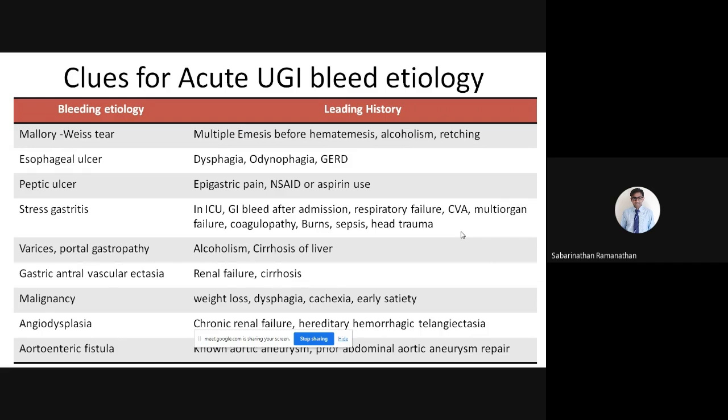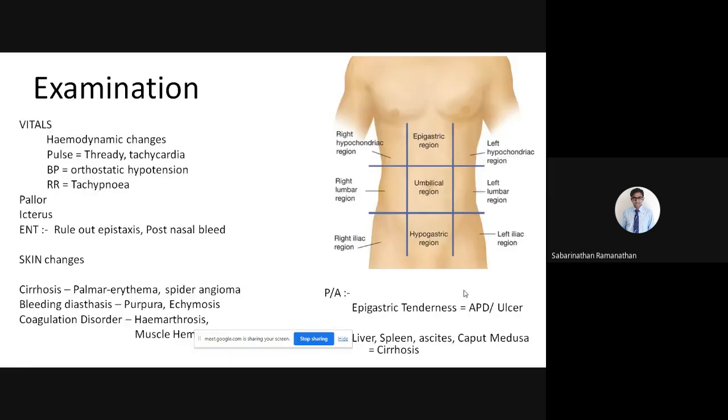A history of renal failure and cirrhosis suggests a condition called gastric antral vascular ectasia, shortly called GAVE. Important clinical history like weight loss, dysphagia, cachexia, early satiety points towards malignancy, gastric cancer, particularly in patients aged more than 45 years. That's called late onset dyspeptic symptoms. So these are all alarming symptoms; along with the history of upper GI bleed, we can suspect a gastric malignancy. Angiodysplasia is common with chronic renal failure and hereditary hemorrhagic telangiectasia. Rarely, aortoenteric fistula will present as an upper GI bleed.